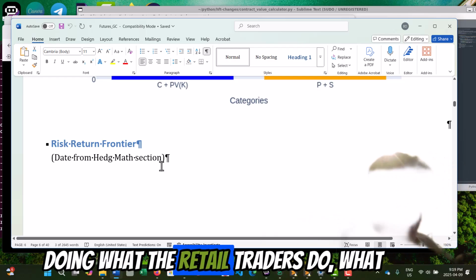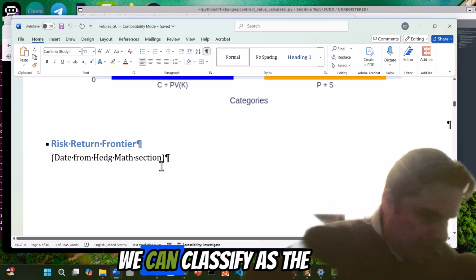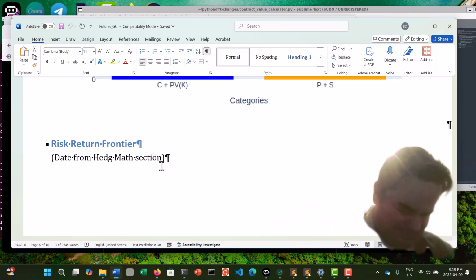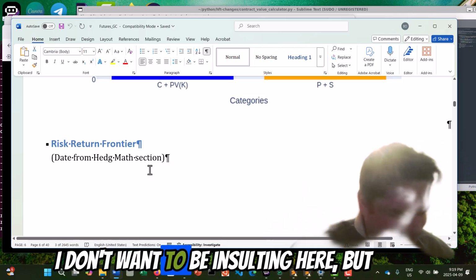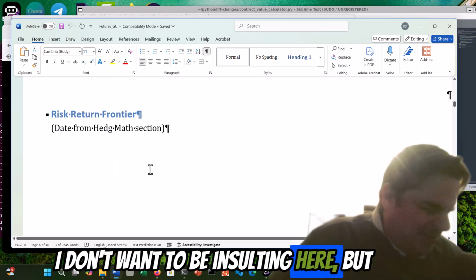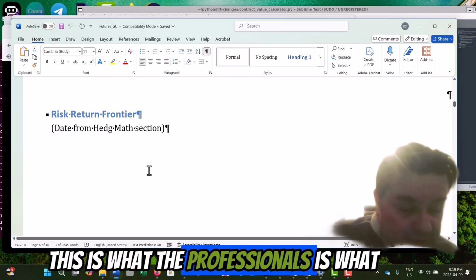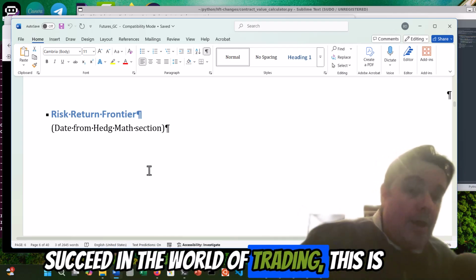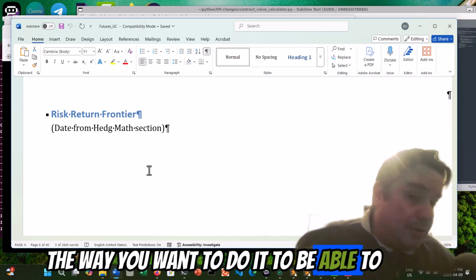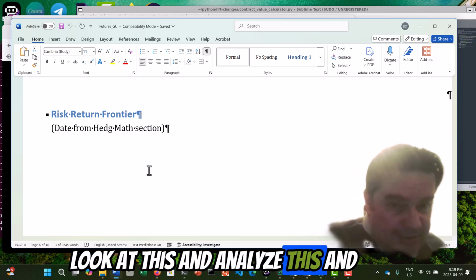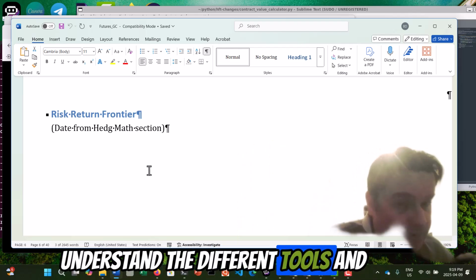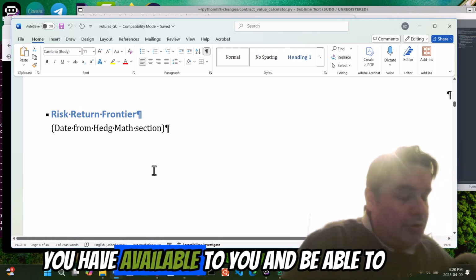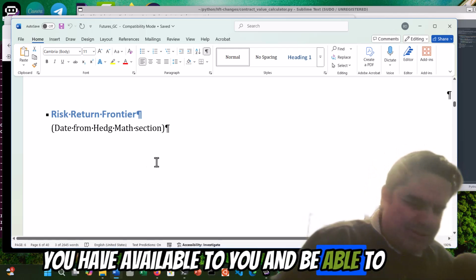Now, we're not doing what the retail traders do, what we can classify as the not smart money. Okay, I don't want to be insulting here, but this is what the professionals, this is what the institutions do. So if you want to succeed in the world of trading, this is the way you want to do it, to be able to look at this and analyze this and understand the different tools and different types of analytical data that you have available to you, and be able to analyze this.